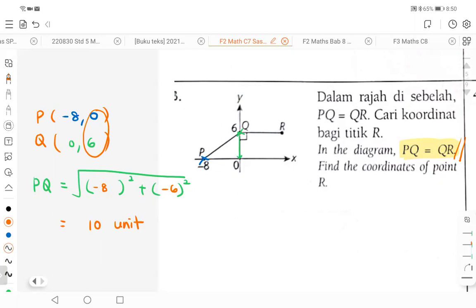QR also equal to 10 units. So 10 units away, what is the coordinate of point R? 10 units away from point Q. Look at Q, the coordinate is 0, 6. So 0 plus 10, 10. Same height with point Q, meaning the y coordinate will be the same. So it will be 10, 6.